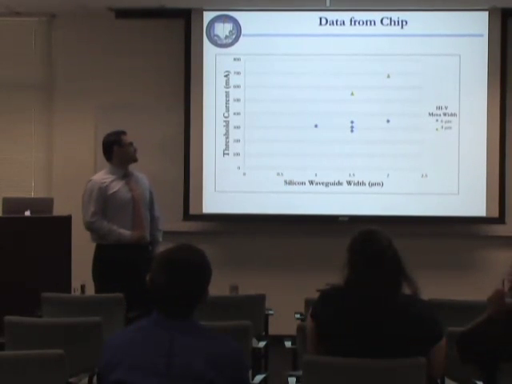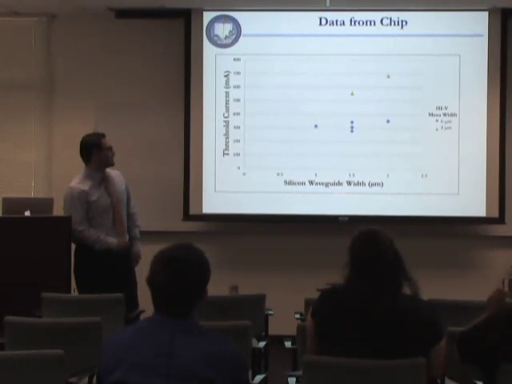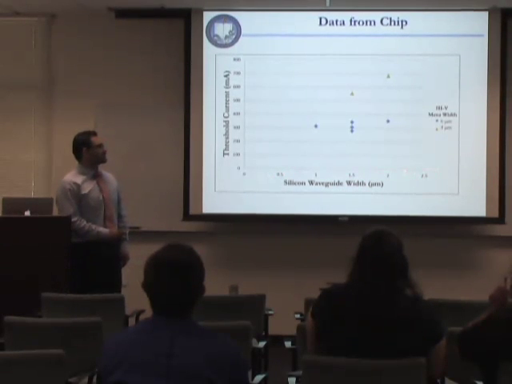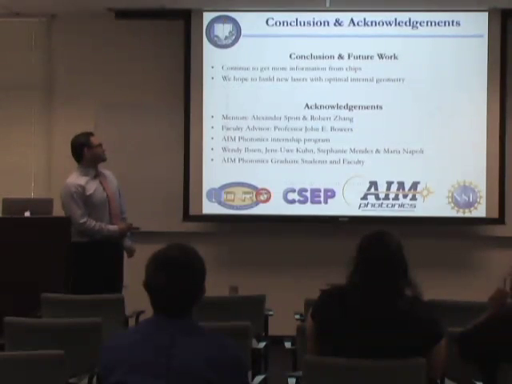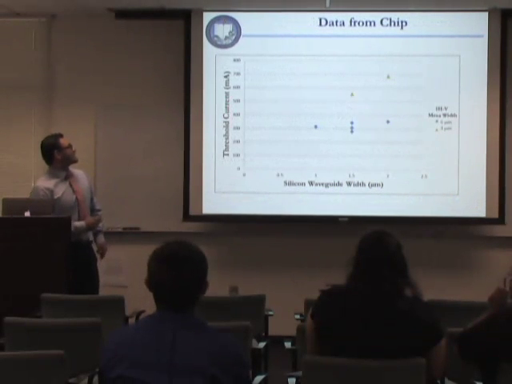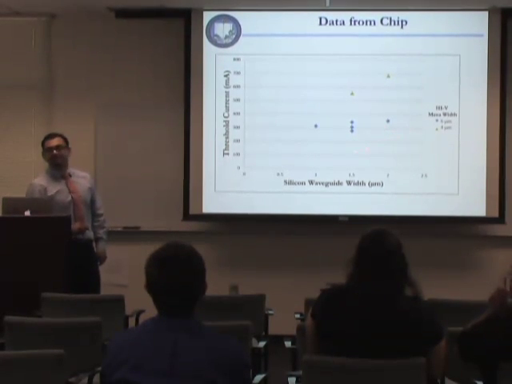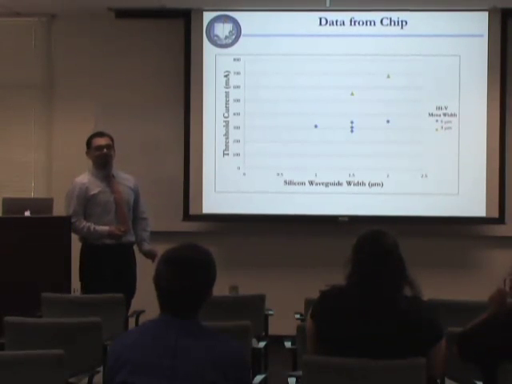Here are several different devices that I have tested and gotten data from. Here you see our silicon waveguide width. It varies from 0.5 to 2.5, and there's more. Also, we have our threshold current over here on the left. These green and blue tell us the mesa width, the 3.5 mesa width. As of right now, we have only gotten data from several of these devices.